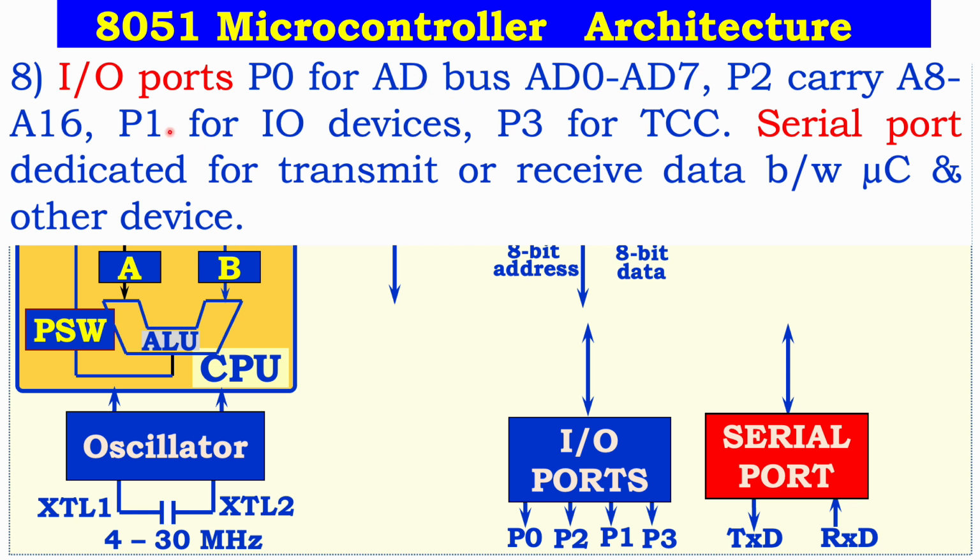Now port P1 is used for the IO devices. Whatever input output devices we have, we can interface through P1. Now P3, the last port, is used for the timer control circuits. The timer control circuits are controlled by two registers, called T0 and T1 in the 8051 microcontroller. Now the serial port is dedicated only to transmit data by the command TXD and receive data by the command RXD. So this is dedicated to transmitting and receiving data from other devices. This is about the IO ports and serial port.